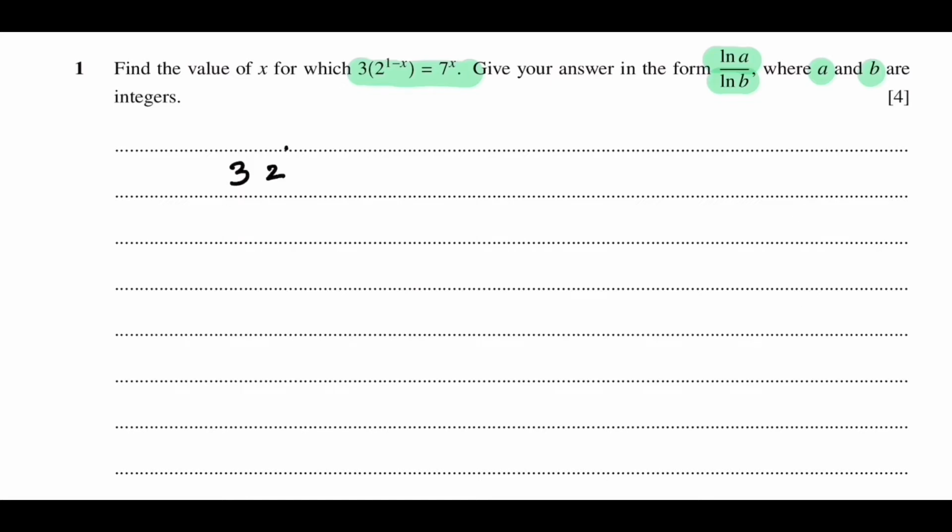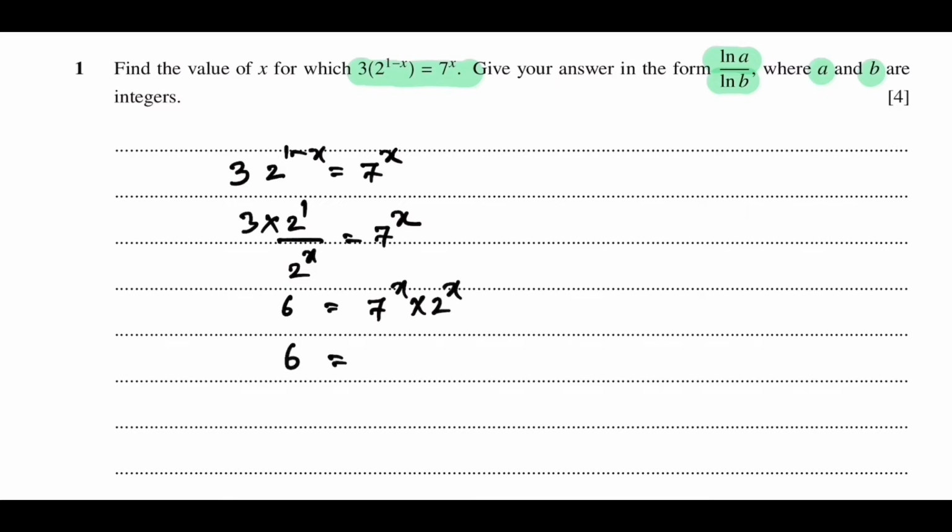3 into 2 to the power 1 minus x equals 7 to the power x. We can write 3 into 2 divided by 2 to the power x equals 7 to the power x. Then we can write this as 6 equals 7 to the power x into 2 to the power x, so 6 equals 14 to the power x.